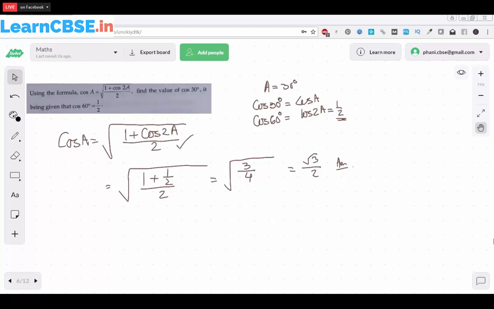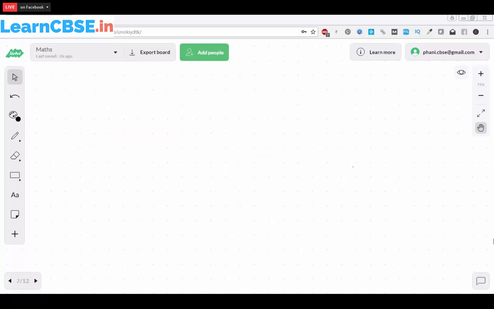Next we have in trigonometry the trigonometrical identities, from where we get most of the questions. I think last day we also did a few trigonometrical identities. Let us revise them once.